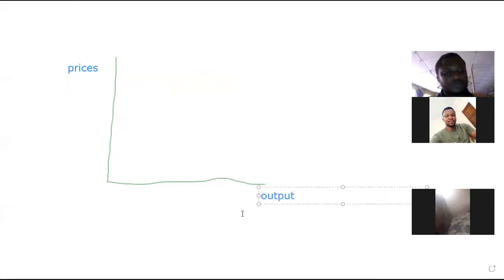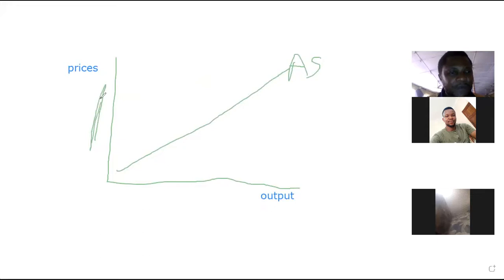The classicalist says prices are flexible. So to the classicalist, this is their aggregate supply. When you get to year 3, you will do it very well. That's them, simply because prices are flexible. If price goes up, it will come down. Price goes up, it will come down. That is the word of the classicalist.